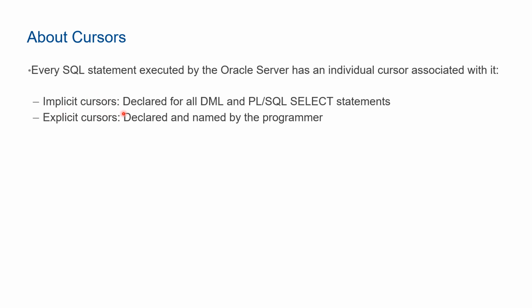For implicit cursors, we don't have to define them. They will automatically work. For explicit cursors, we have to declare them and they should be named by the programmer. In the coming slides, we will talk about explicit and implicit cursors in more detail. Now, to summarize, we have two types of cursors: implicit cursors and explicit cursors.